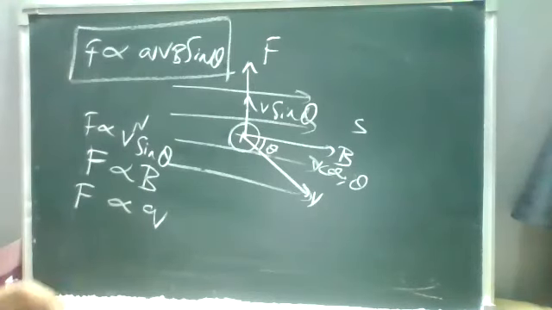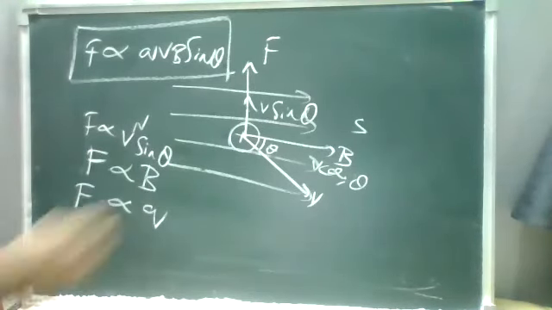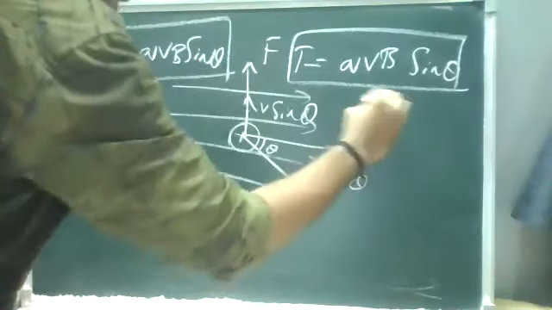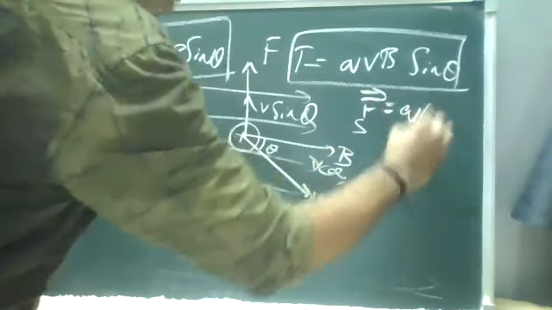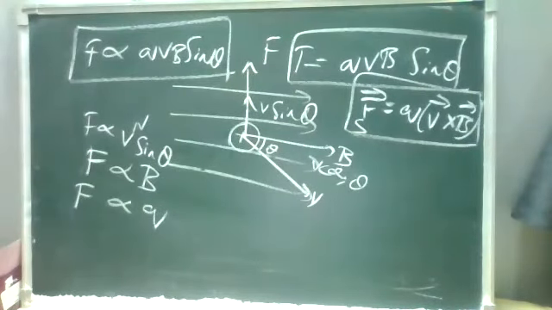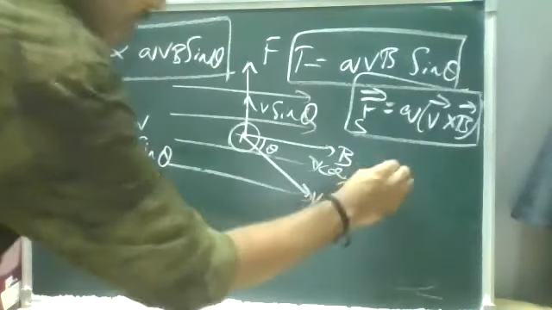So it is nothing but your magnetic force. F is equal to q v B sin theta. Okay, I'll directly write: F is equal to q v B sin theta. So in vector form, F vector is equal to q into v vector cross B vector. Done. Okay, there are some special cases here.